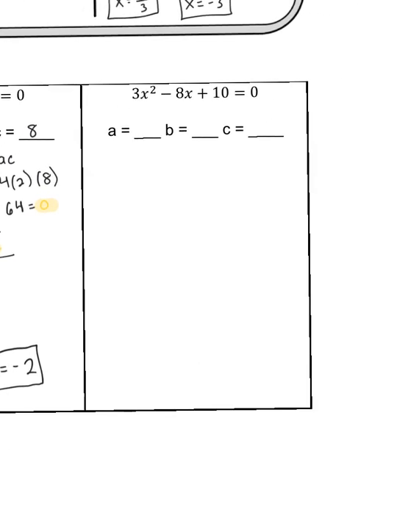Okay, let's look at the last one. My a value is 3, my b value is negative 8, my c value is 10. Let's find the discriminant. So b squared minus 4ac. My b value is negative 8.